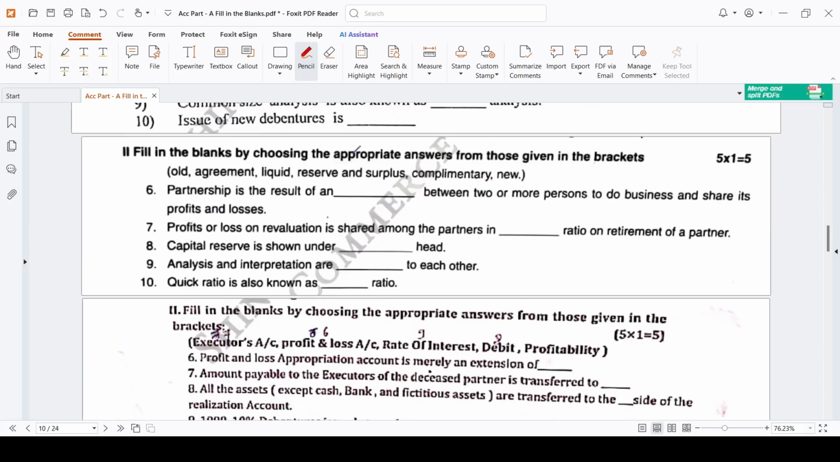Partnership is the result of an agreement. Profit or loss on revaluation is shared among the partners in dash ratio on the retirement. On the retirement, it is old ratio. Capital reserve is shown under the head reserves and surplus. Analysis and interpretation are complementary to each other. Quick ratio is also known as liquid ratio.